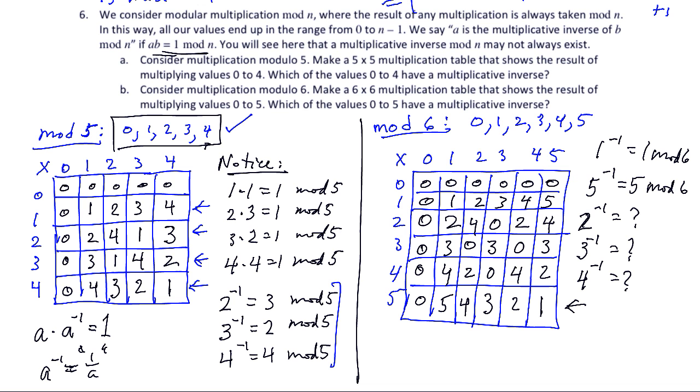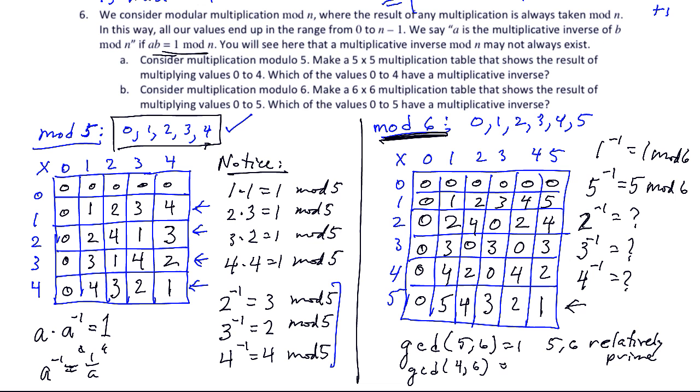And it turns out that the GCD of 5 and 6 is 1. And so 5 and 6 are relatively prime. Only when the number is relatively prime to the modulus that you're working with will we have a multiplicative inverse. The GCD of 4 and 6 is 2, but it's not equal to 1. And so they're not relatively prime, and so we don't have a multiplicative inverse. There is no 1 in the 4 row or the 4 column.